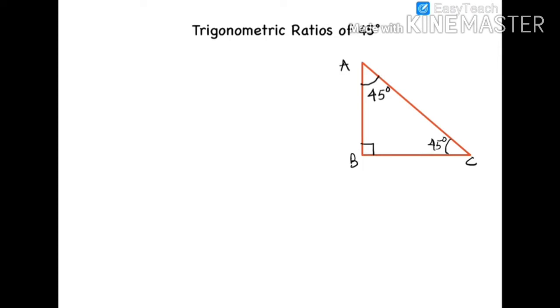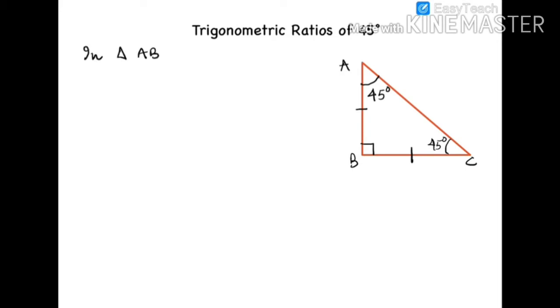So if we have two angles of a triangle equal, what can we say about these two sides AB and BC? They are going to be equal because base angles are equal. We have studied this theorem in 9th standard. If two angles of a triangle are equal, then the sides opposite to them are also equal.